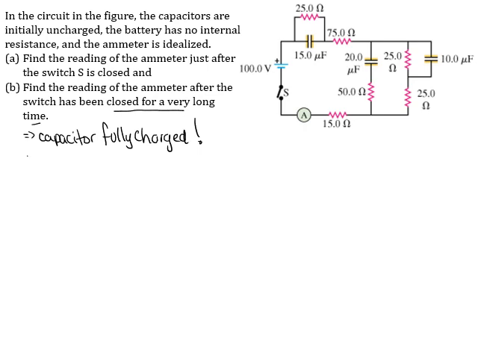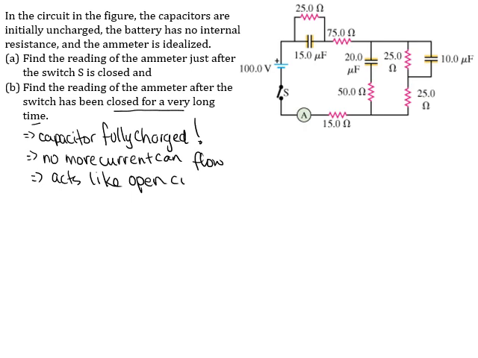What does it mean if a capacitor is fully charged? Well, it means no more current can flow. The capacitor that's fully charged, any capacitor that's fully charged, has as much charge as it's going to get on its plate, and no more charges can move around. That means a fully charged capacitor acts like an open circuit. So, in our circuit diagram then, our 15 microfarad capacitor is now an open circuit.